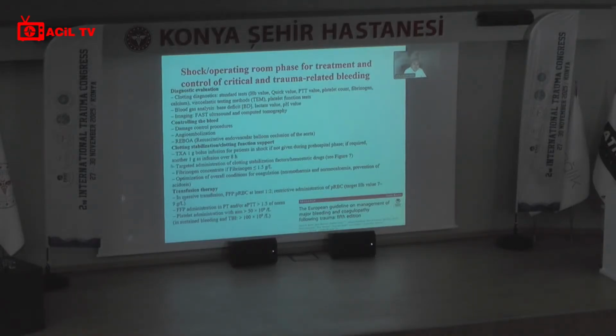Clotting stabilization consists of tranexamic acid by the recommendation, targeted administration of the clotting stabilization factors, fibrinogen concentrate, optimization of the overall conditions for coagulation. And of course, transfusion therapy. In massive transfusion, fresh frozen plasma with RBC at least 1:2 ratio. FFP administration if prothrombin time or PTT is over 1.5 times normal. And platelet administration, the aim should be over 50.